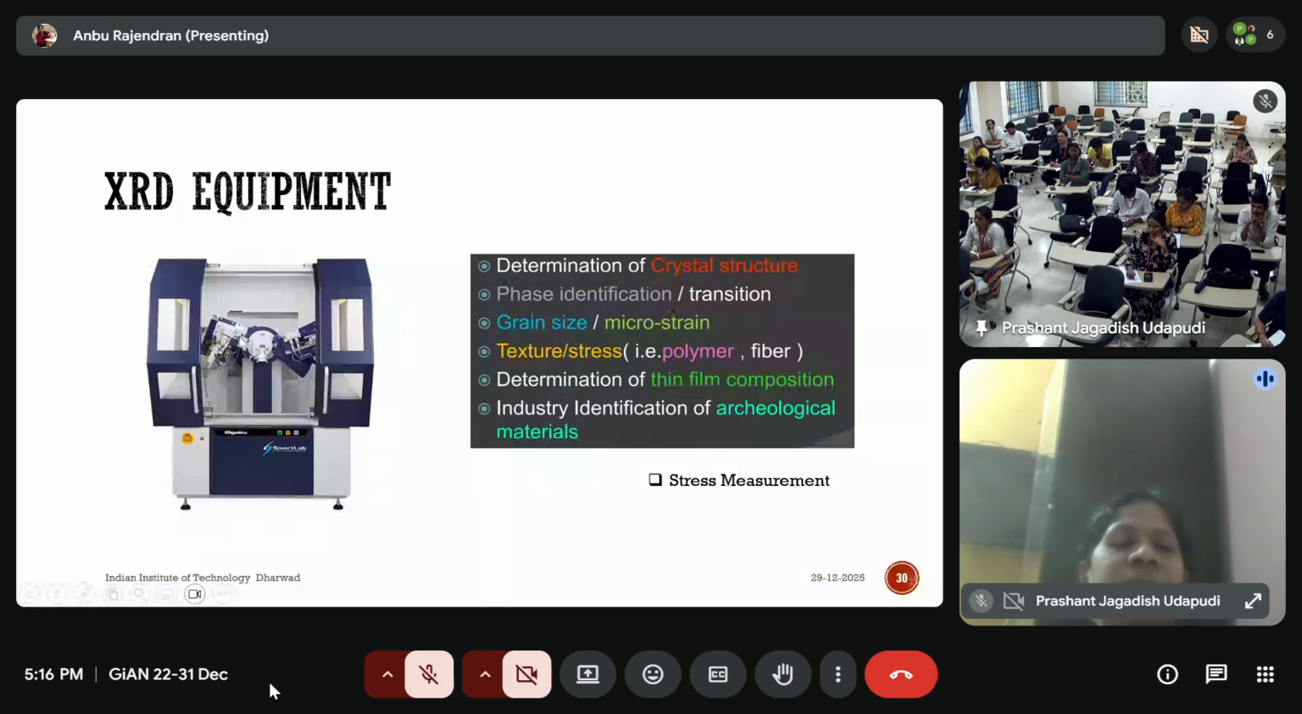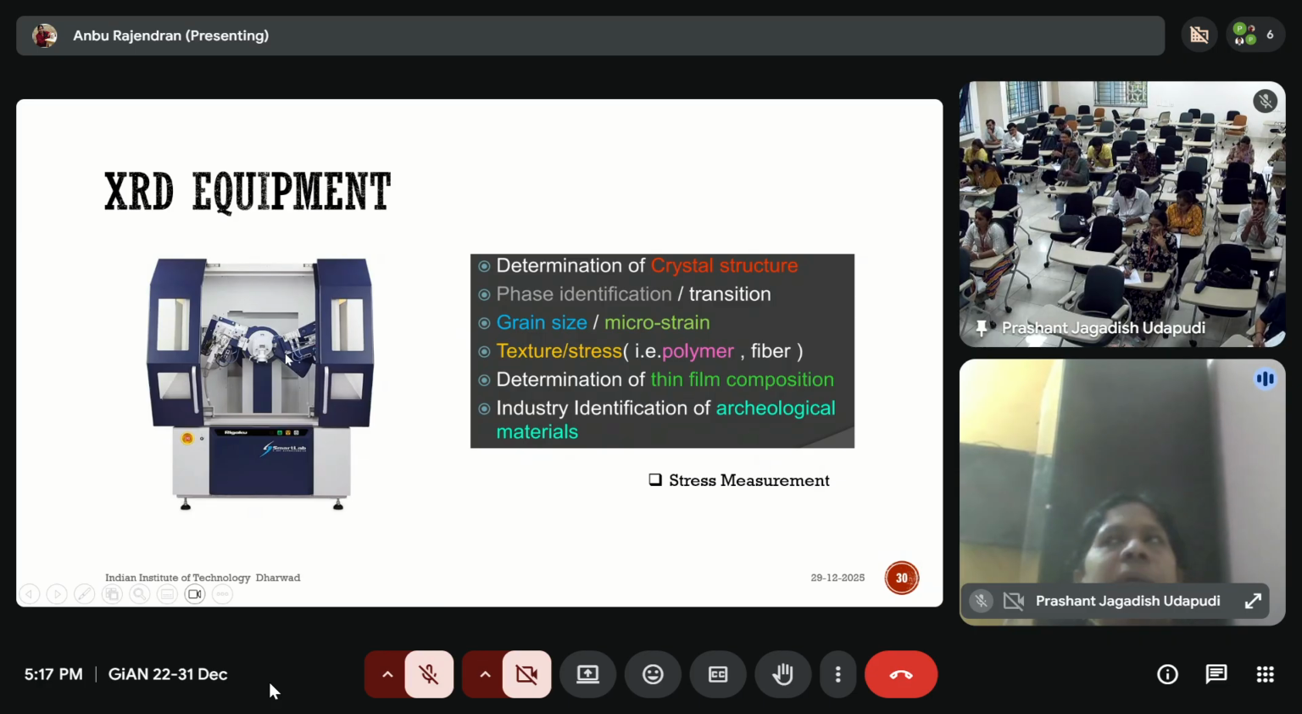So X-rays will fall, then the diffracted rays will be collected here. From those diffraction details, the theta values will be available. The machine will give only theta values with the intensity. Then you should have the software to analyze the data. Like EBSD, XRD requires a separate software for analyzing the data. The machine will only give the two theta values.